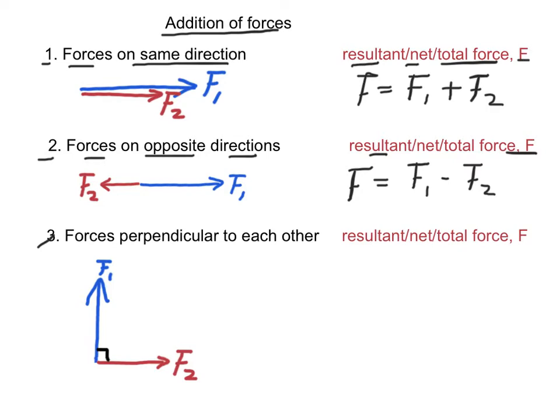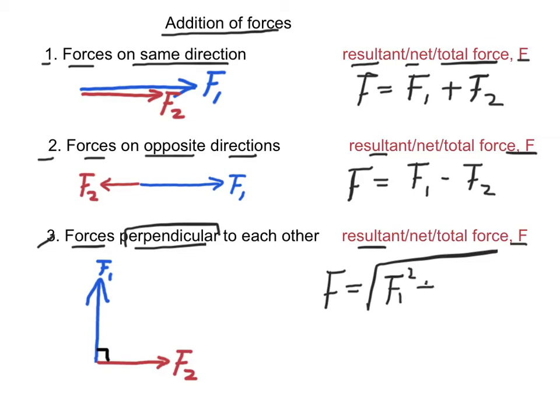Third, if the forces are perpendicular to each other, then the resultant force F will be equal to the square root of F1 squared plus F2 squared.